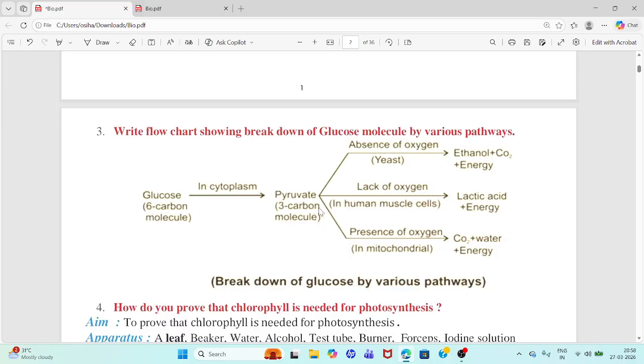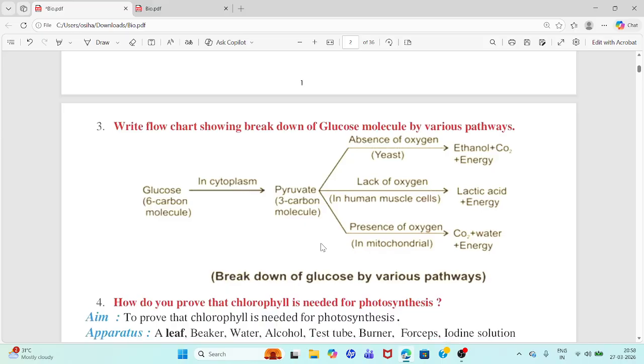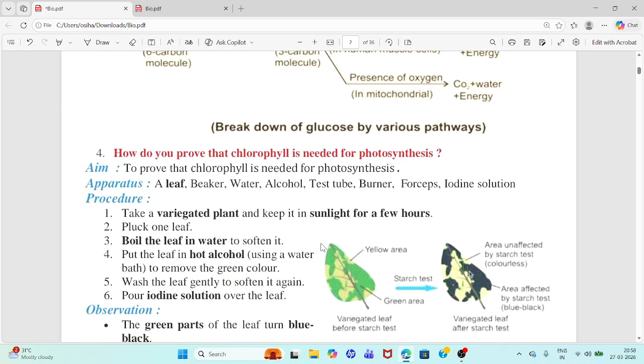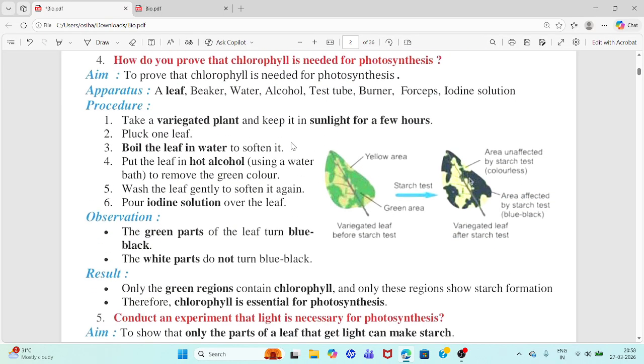Then pyruvate is converted into lactic acid plus energy. In the presence of oxygen, in the mitochondria, pyruvate is converted into carbon dioxide plus water plus energy. So this is the flow chart. You have to write it. Fourth lab activity is the same as the first lab activity, so I'm not going to explain. Read this once.